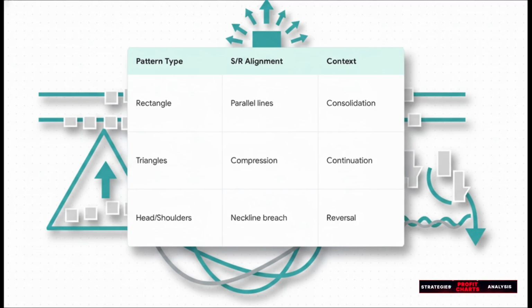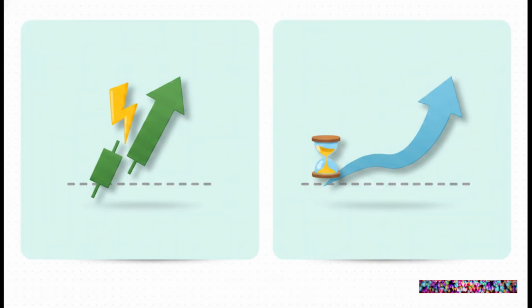Triangles show price tightly compressing, which signals a massive continuation of the trend is imminent. And then you have patterns like the head and shoulders, where a neckline breach indicates a total market reversal. Recognizing these specific structures allows you to anticipate exactly where the springboard is located. Let's move on and see how this builds our actual execution timing.